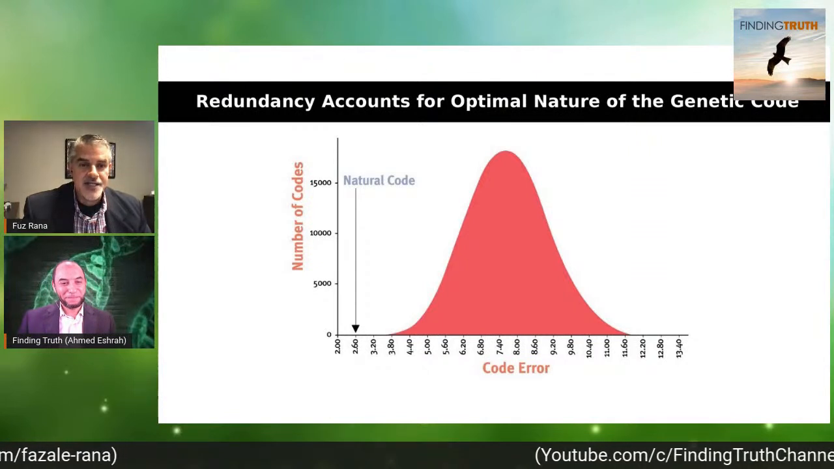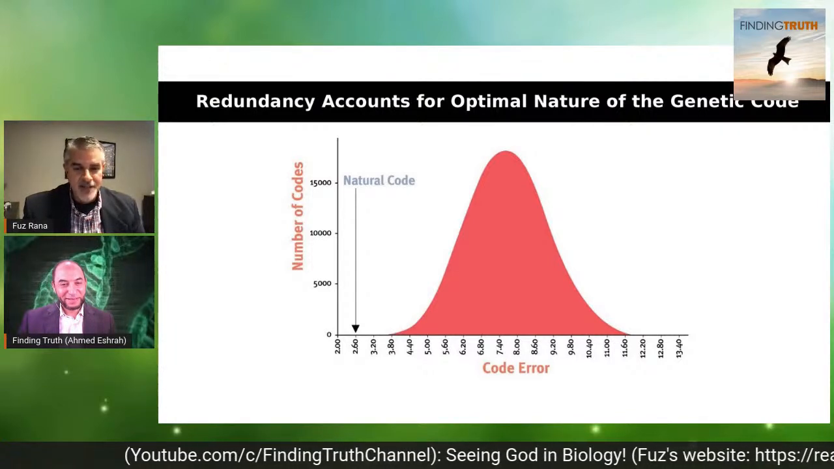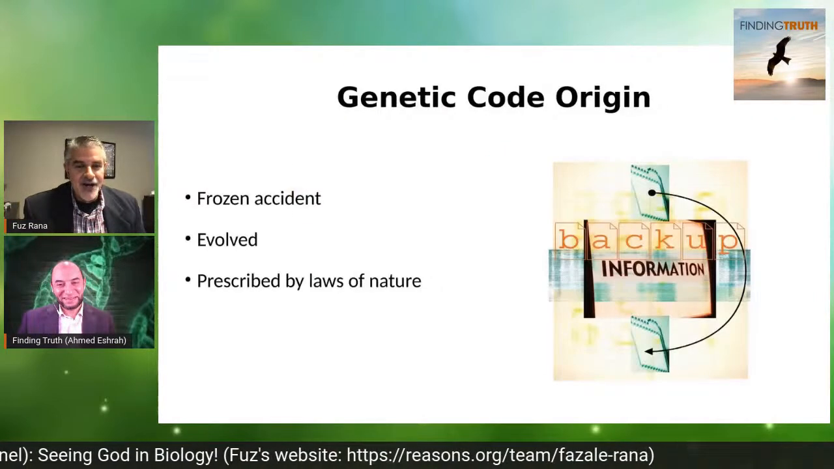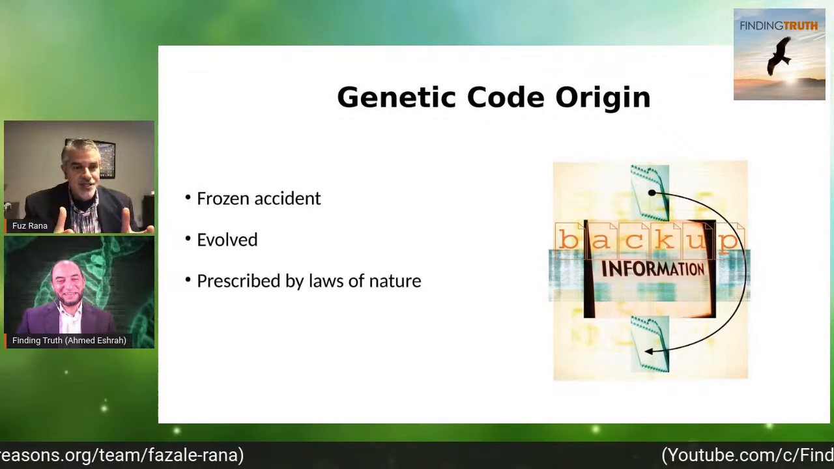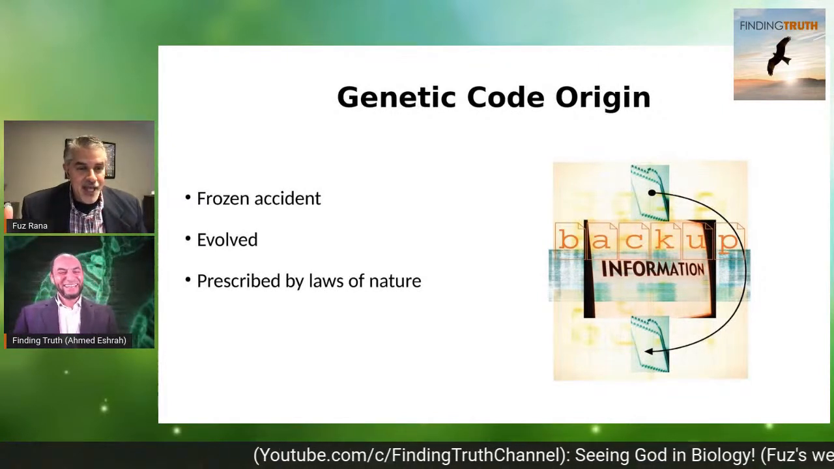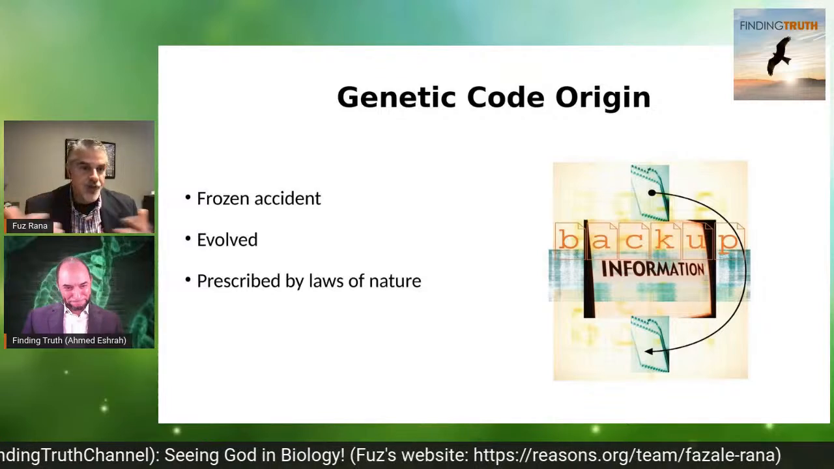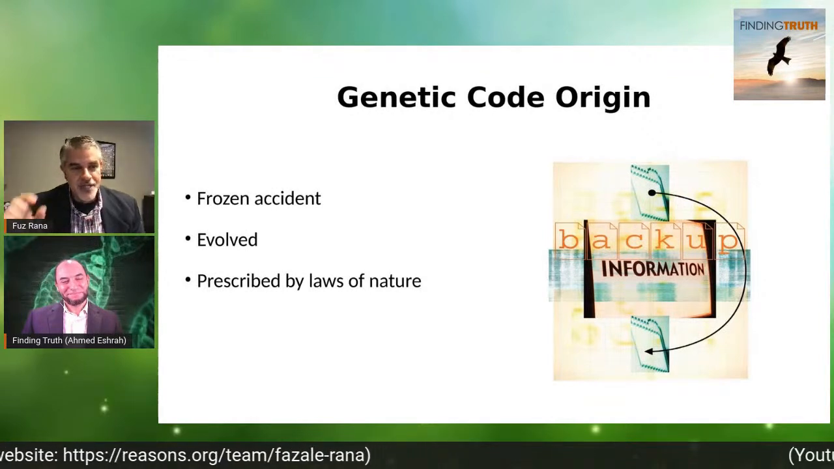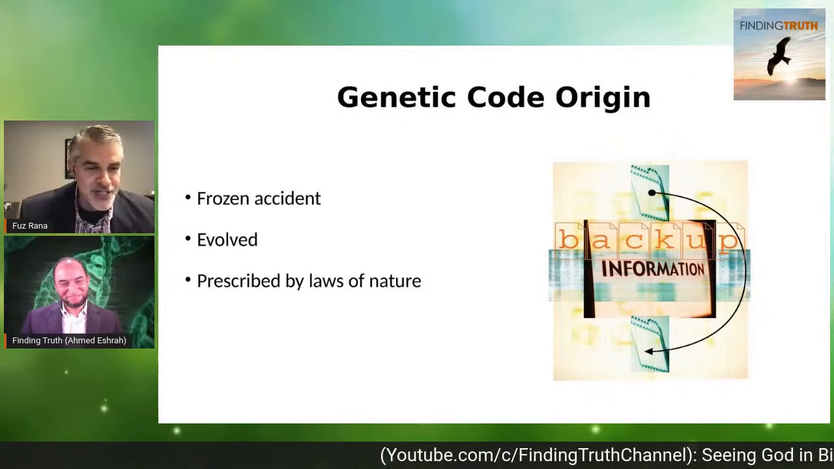So again, the redundancy in the genetic code, which accounts for the optimal nature of the genetic code, is actually specified by the chemical structure of that wobble base. In other words, it's almost as if the laws of physics and chemistry conspire to prescribe the redundancy. The laws of nature are prescribing the Watson-Crick base pairing, and in a sense the wobble base pairing rules, which happen to give you just the right redundancy to create this optimal genetic code.